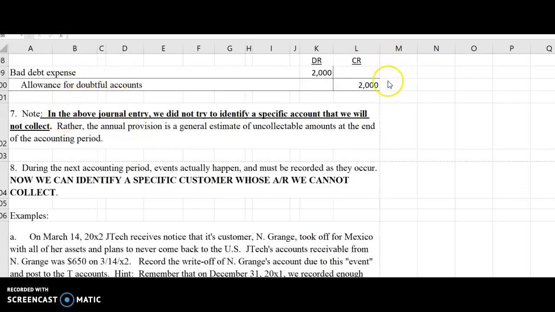Notice that in this journal entry, we did not try to identify a specific account that we will not collect. Rather, the annual provision is a general estimate of uncollectible amounts at the end of an accounting period. During the next accounting period, events will actually happen and must be recorded as they occur, but at that time we will be able to identify a specific customer whose accounts receivable we cannot collect. Examples.